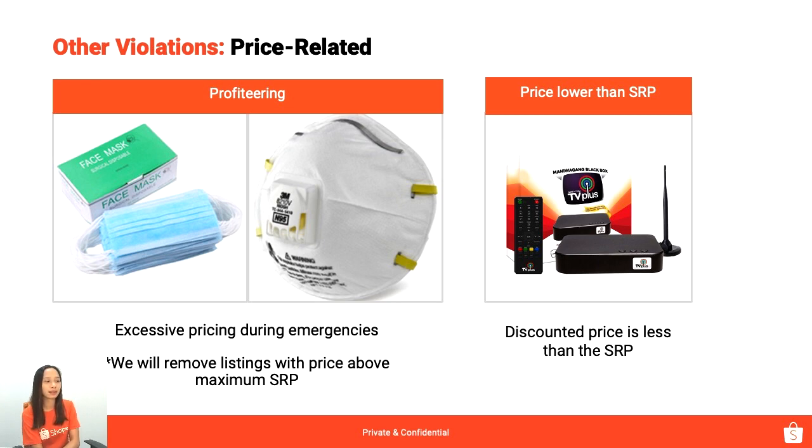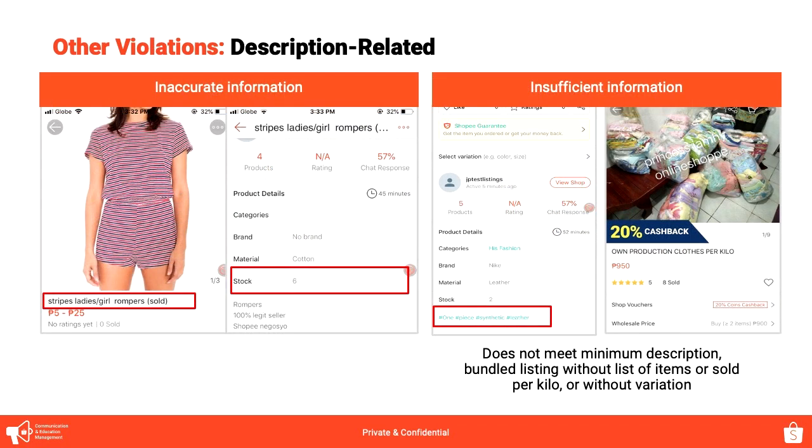So, related to that then yung price lower than SRP. So, this is an example. Kapag sobrang mas mababa ng item prices natin sa sale retail price, katulad ng ABS-CBN TV Plus, so i-remove din natin siya sa platform. Next is description-related violations.